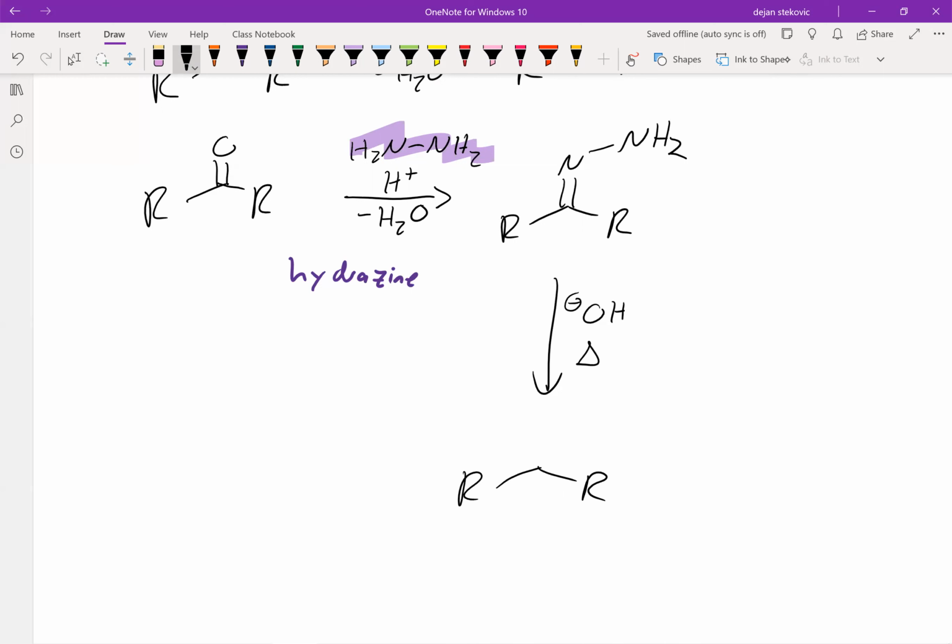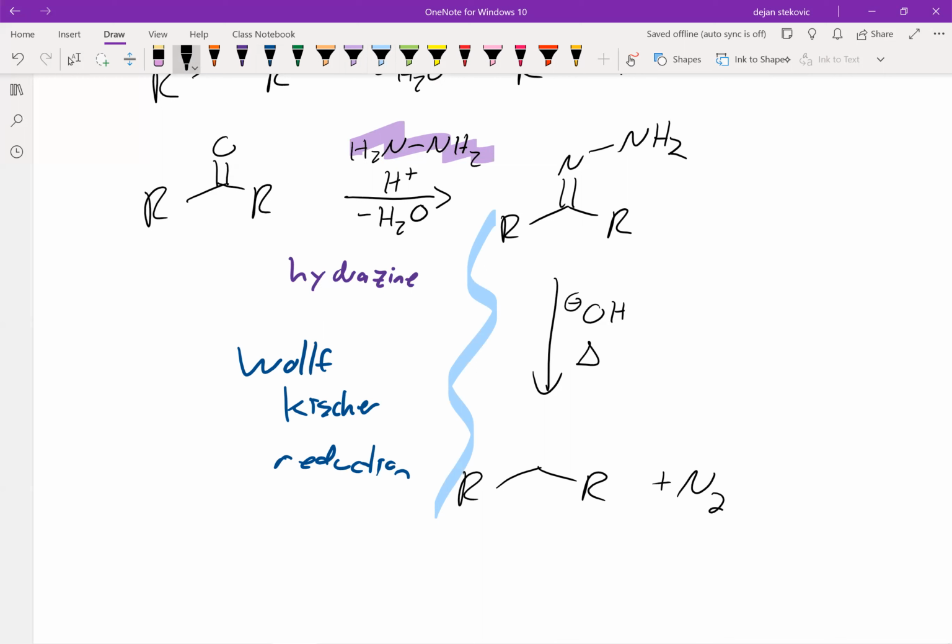So essentially what we're doing here is a reduction, and this is what's known as the Wolff-Kishner reduction. Spelling his name wrong, but Wolff-Kishner reduction. And the real driving force of this is that you form some nitrogen gas. If you think about the nitrogen gas that you form, it's highly favored to form this gas.